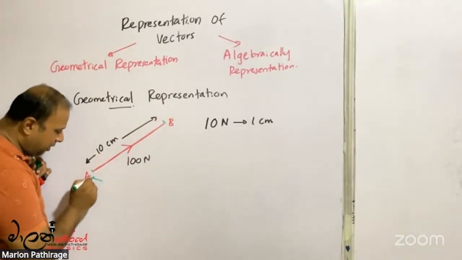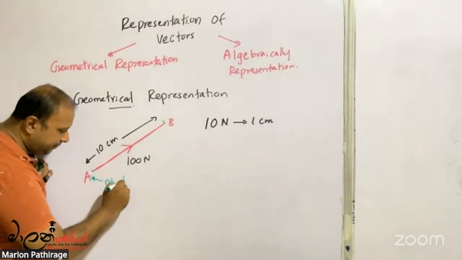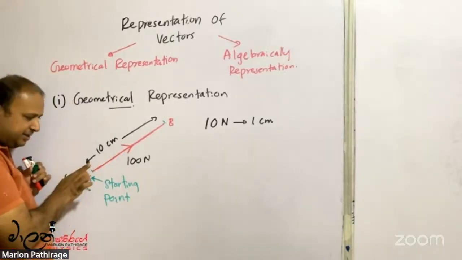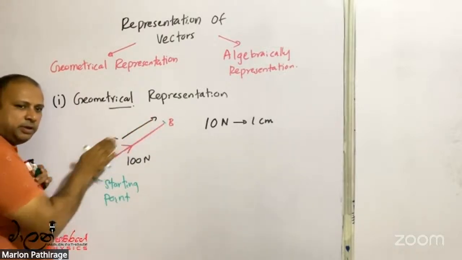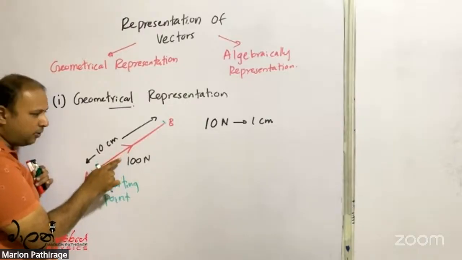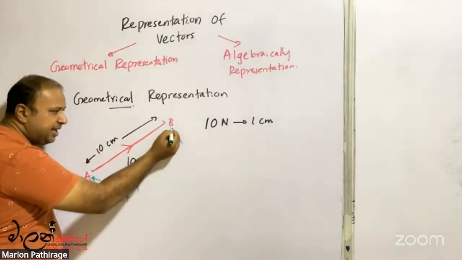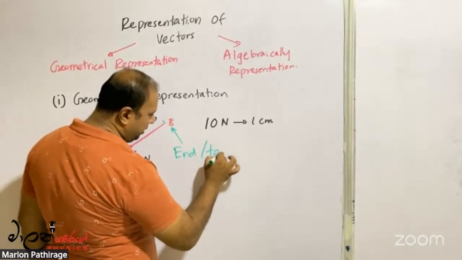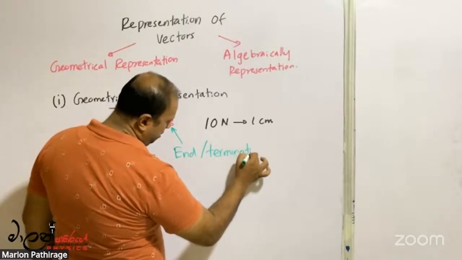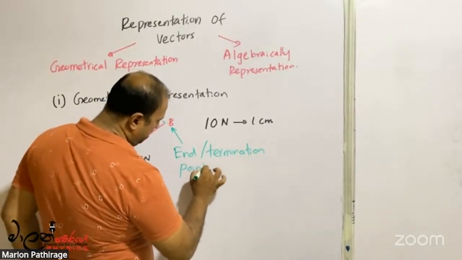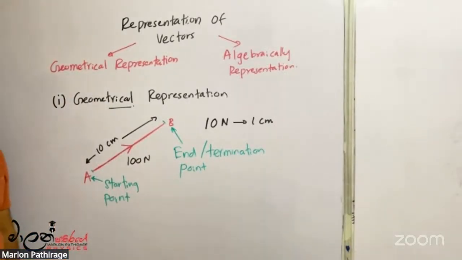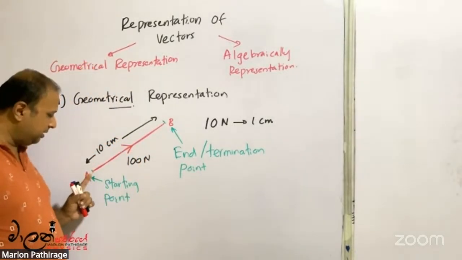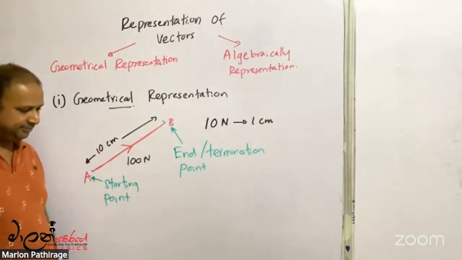Therefore, this is called the starting point of the vector, because the arrowhead starts from here and is directed towards B. So this is the end point of the vector. We call this the end or termination point. Those are the 2 points in a geometrical representation. Okay, mark it.